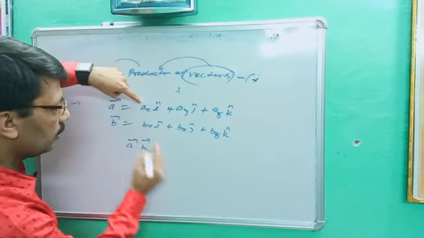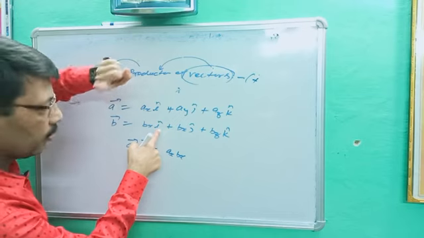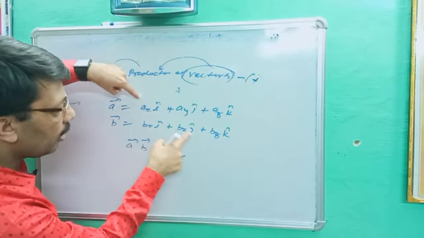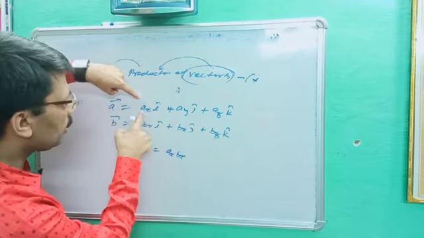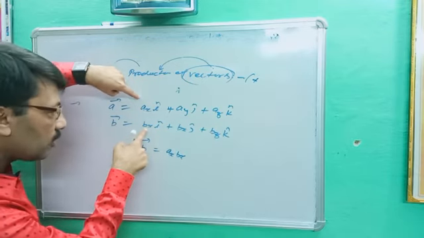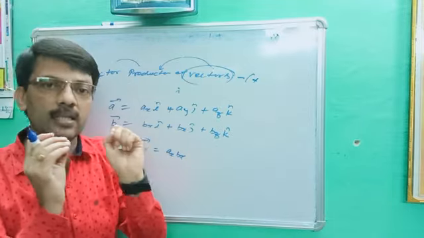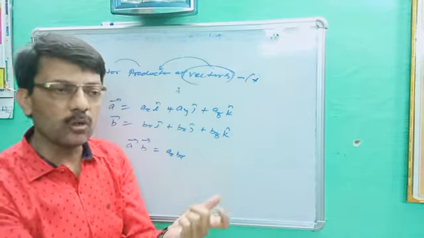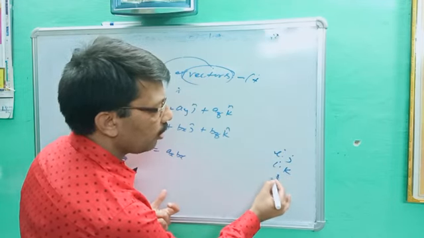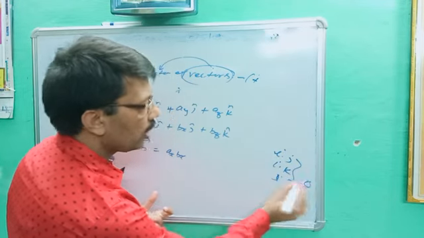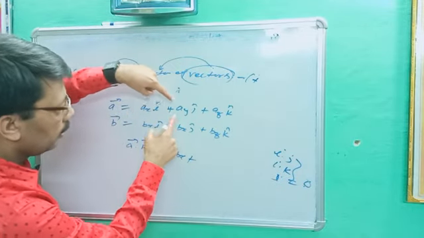You better know i dot i is 1, j dot j is 1, k dot k is 1, and the remaining dot products are 0. So it will be ax into bx, and i dot i is 1. Okay. ax with i dot j is 0. ax into bz, i dot k is 0. It means ax only gets a value with bx, because it is i and it is i. i·i, j·j, k·k will give you values. The remaining values will be 0 because you better know i dot j, i dot k or j dot k are all 0. Are you getting?